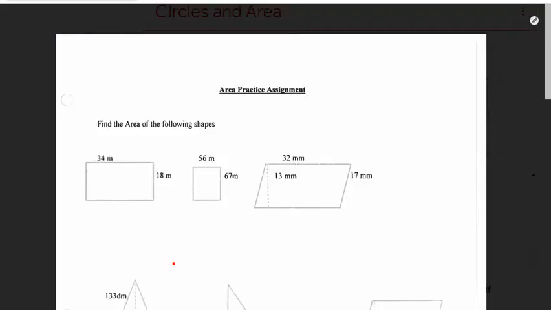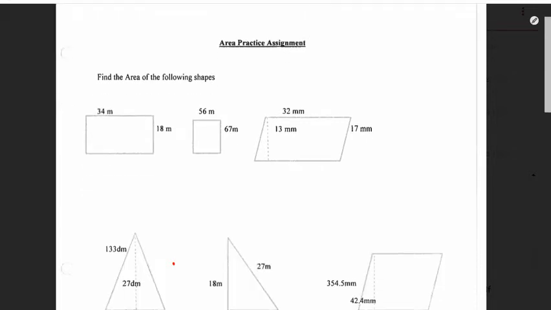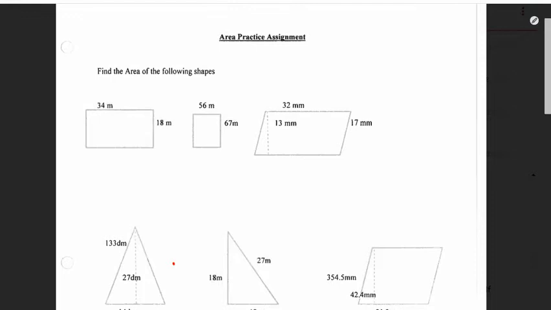Okay, I'm not going to spend a ton of time on this. This is a review from grade 6, so we should already know this.